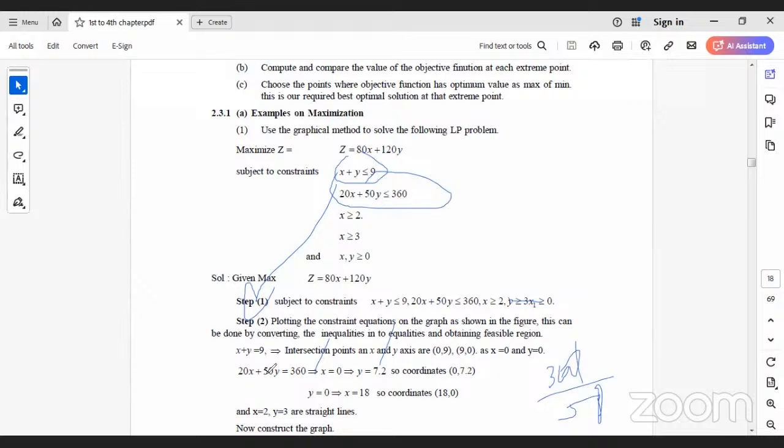So 360/550, y value, x = 0, we take 0. Let's check that once: 360/50 is 7.2, correct. Then y = 0 and 360/20 is 18. We are writing the x and y values here as (18, 0).